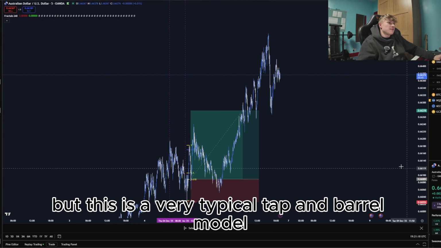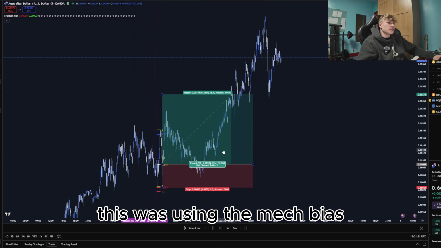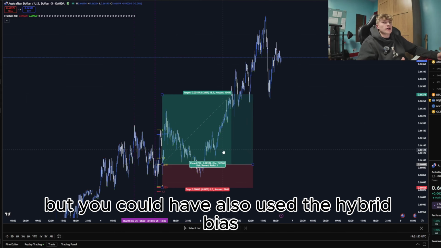But this is a very typical tap and barrel model. This was using the Mech bias, but you could have also used the hybrid bias, which has a slightly higher win rate.